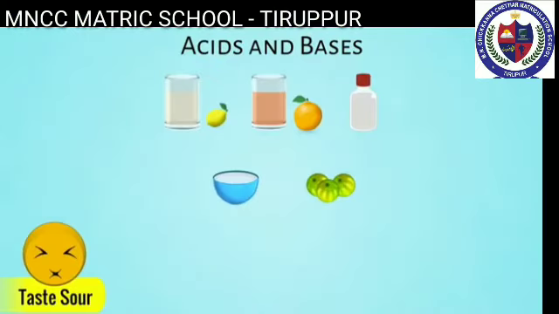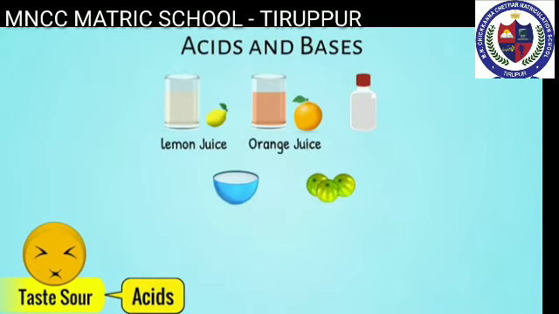Look at the pictures of some of the materials used in our daily life. All these edible items taste similar, that is, sour. What causes them to taste sour? A certain type of chemical compound present in them gives the sour taste. These are called acids. Examples of acids are lemon juice, orange juice, vinegar, curd and amla.